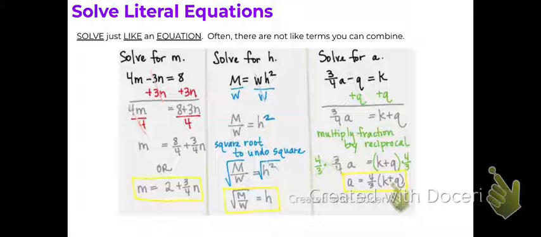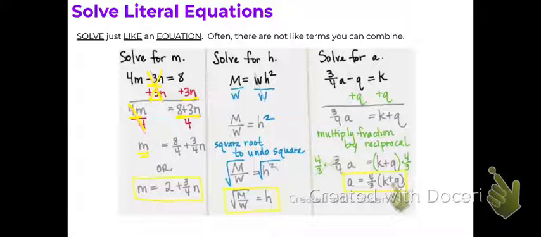So if I undo this -3n, I'm going to do that by adding 3n on both sides, because -3n plus 3n cancels. On the right side, I have 8 plus 3n, and I can't combine those. Those aren't like terms. So that's what's weird about these literal equations, is you end up with something like 4m equals 8 plus 3n. Now, to get m by itself, I divide to undo that multiplying by 4, because that cancels out, and I'm left with m. And you divide the whole right side by 4 as well.